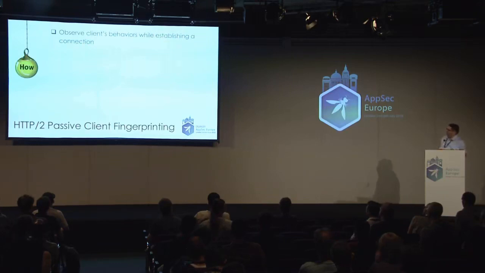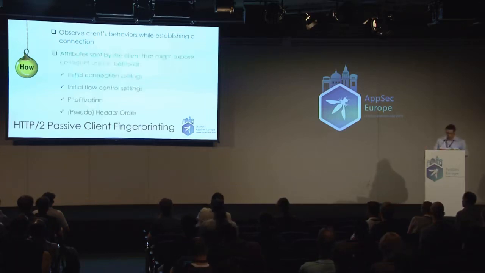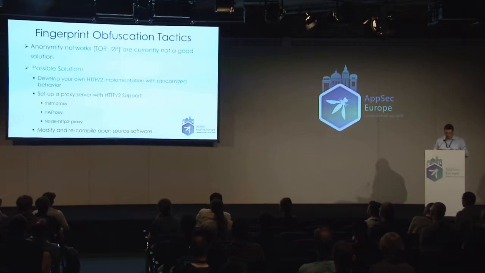So for the H2 passive client fingerprinting, we actually observe the client's behavior while establishing an HTTP2 connection. We would look exactly at how the client does his flow management. What are the default values? We would look at how he handles the headers in terms of order, the connection settings and stuff like that. I'll go into detail in just a few slides.